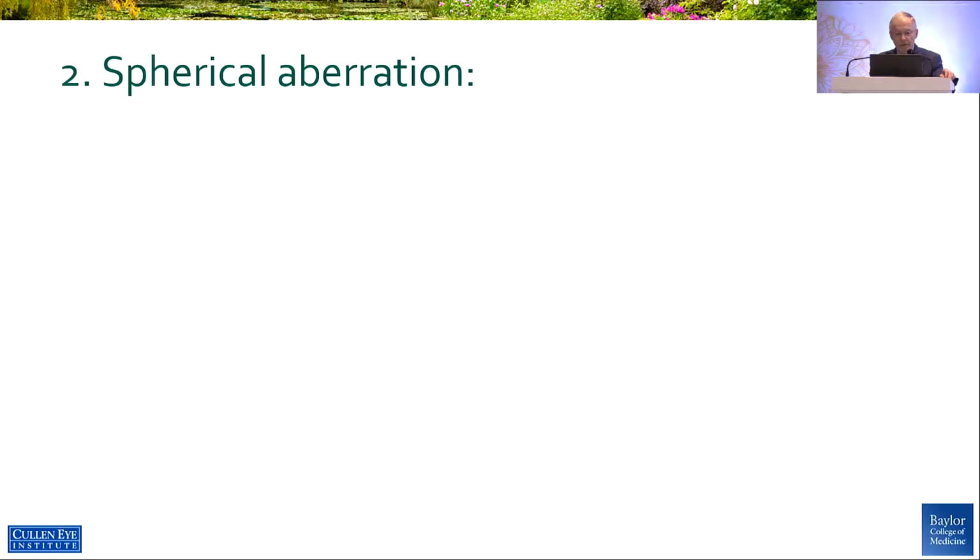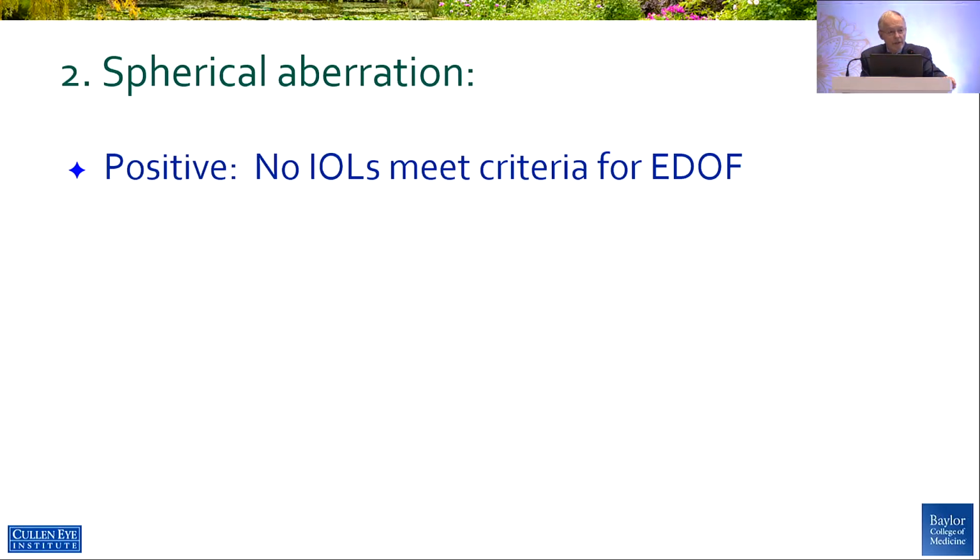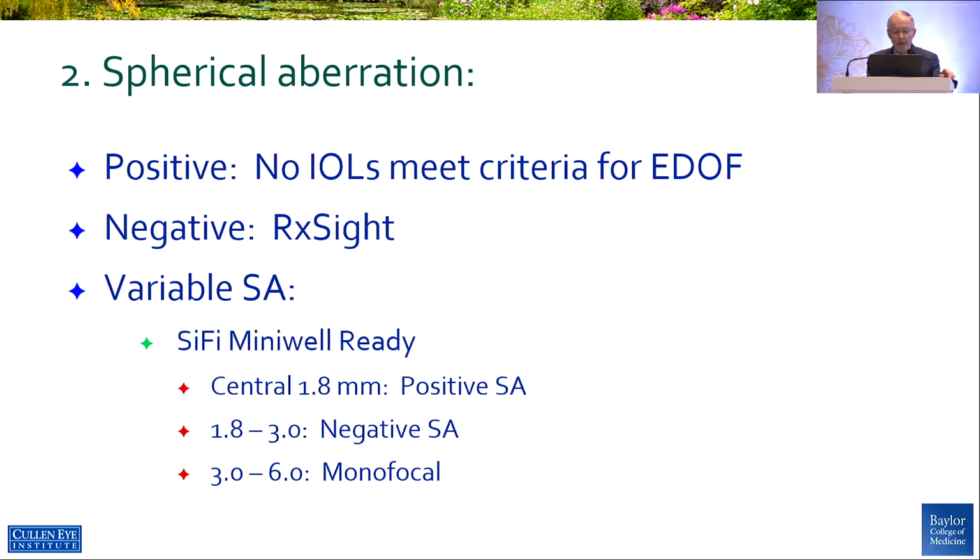around the edge. Spherical aberration, for positive spherical aberration, there are no IOLs in the United States that meet the EDOF criteria. For negative spherical aberration, we do have the RxSight lens, which I'll go into. And internationally, there is the CFE Miniwell Ready, which is interesting because it combines both positive and negative spherical aberration with a periphery that is actually a monofocal.